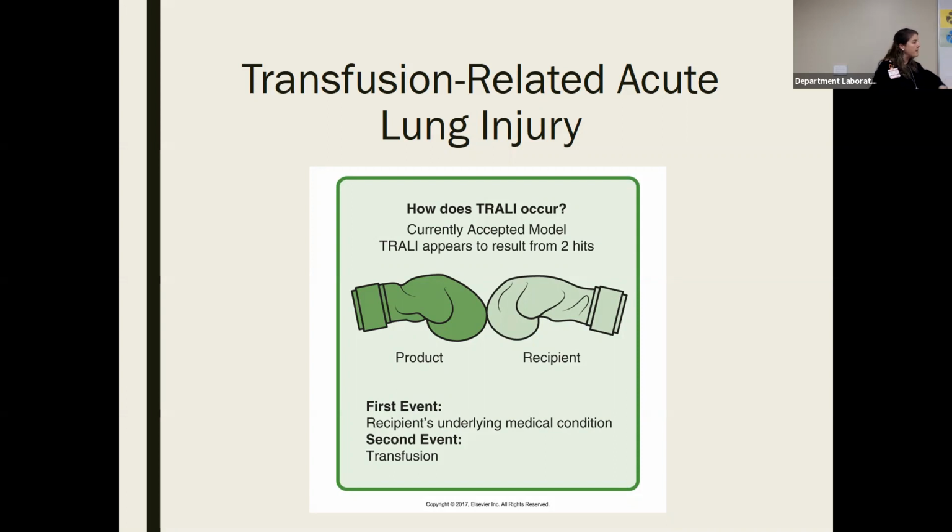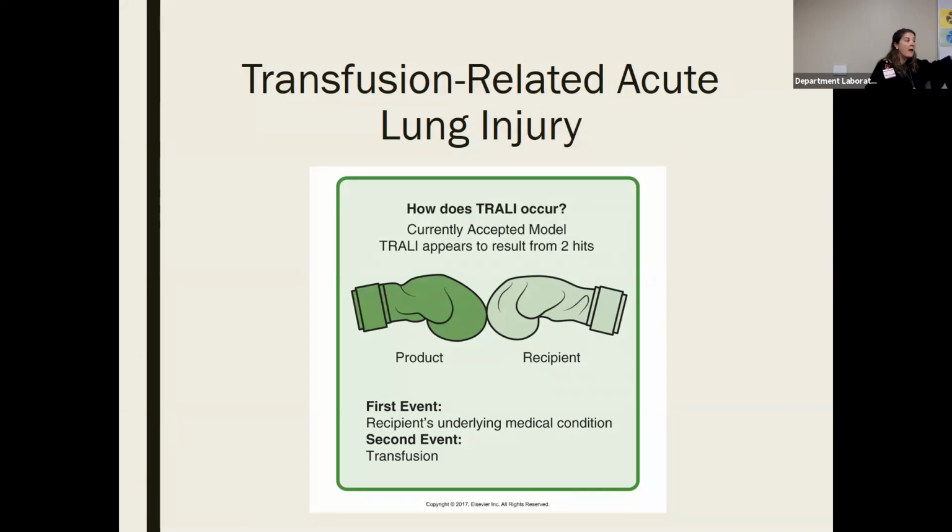Right? So for females that have had multiple pregnancies, they have the potential to have more HLA antibodies. The more HLA antibodies you have, the more of a risk you are for your recipient. So oftentimes, donor centers are not accepting females who have had multiple pregnancies as a sole plasma donor, because they have too many HLA antibodies.